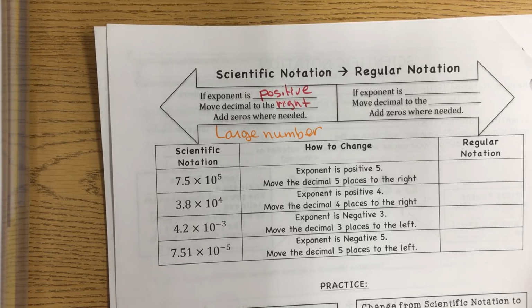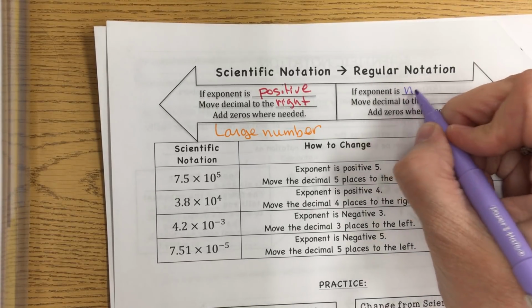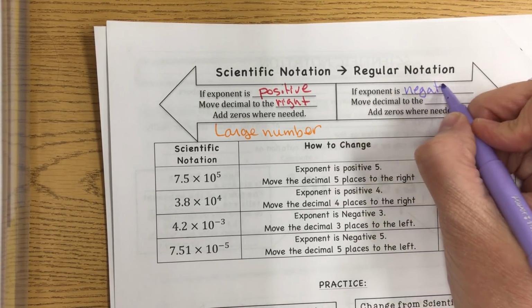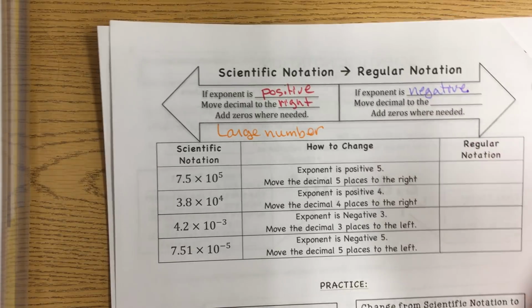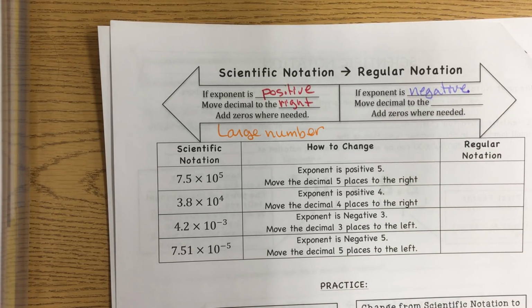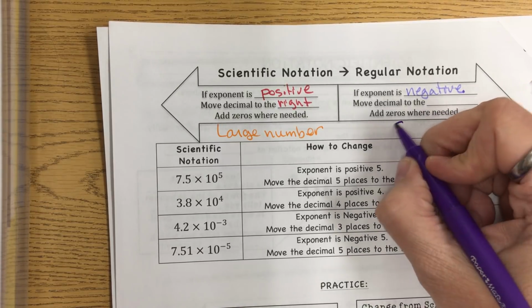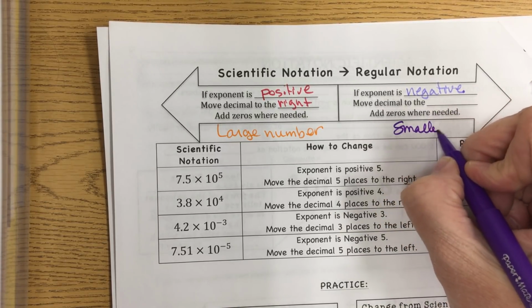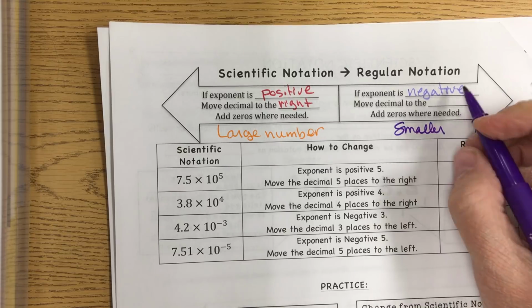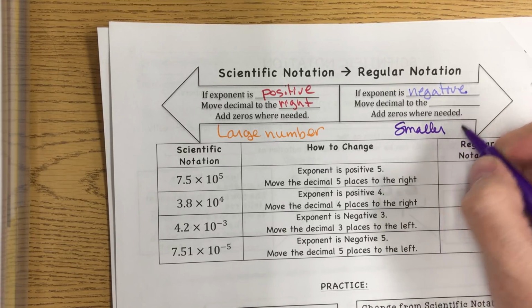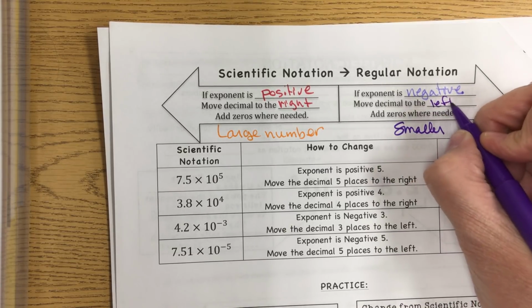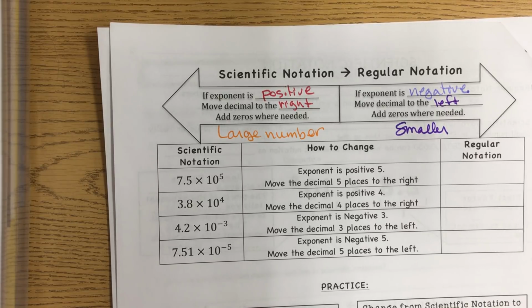Then, over here, if I have a negative, then this number is actually going to be, amazingly, smaller. So it's actually going to be smaller than 1. And you'll move it to the left, but I don't care about that left-right thing.